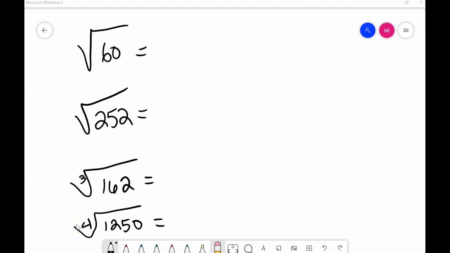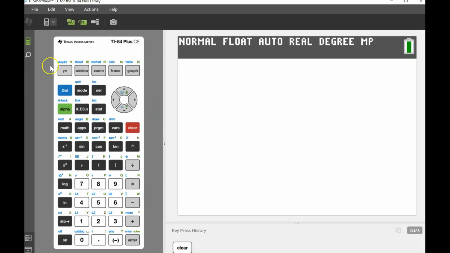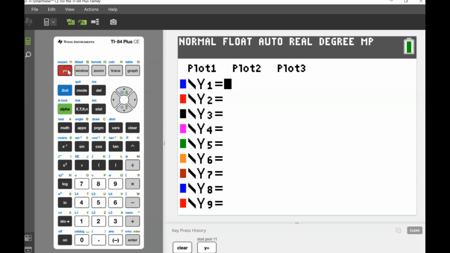So with this video, I wanted to go over how to simplify radicals using your TI-83 or 84 Plus calculator. So just jump right into it. If I have the square root of 60 and I pull up my calculator, I'm going to go to Y equals and type in 60. And because I'm doing square root, I'm going to divide it by X squared.